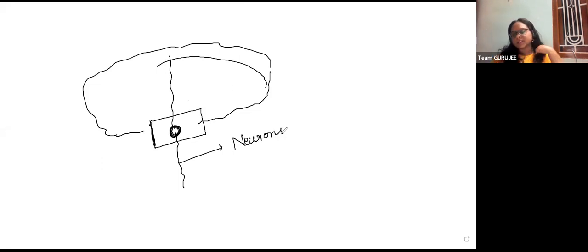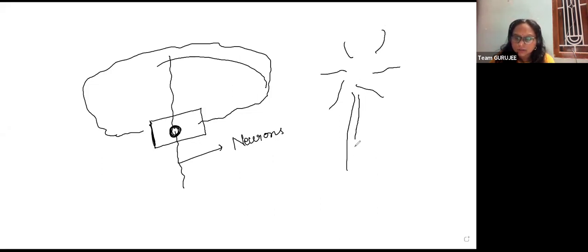Correct. So who is passing the messages in our body? It is the neuron. And last time I had clearly given you the structure of the neuron. So it has dendrites like this. And then it has the axon. Then it has the nerve endings. This is the structure of the neuron.